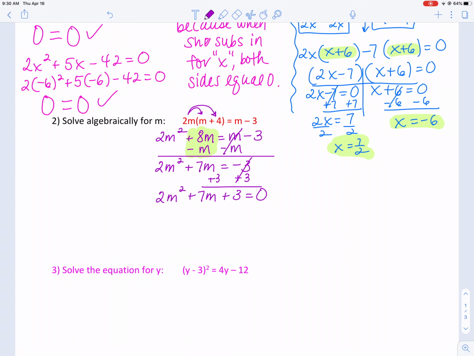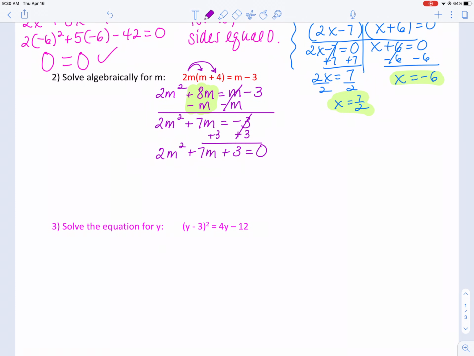And now you have, once again, split the middle. There's no GCF between 2, 7, and 3, which means you're going to multiply 2 times 3 and get positive 6. And this is an easy one. What multiplies to 6 and adds to 7? 1 and 6. So we keep our first term, we keep our last term and our 0, and we're going to split 7m into 1m and 6m. Remember, the variables go with it to split 7m into those two numbers.